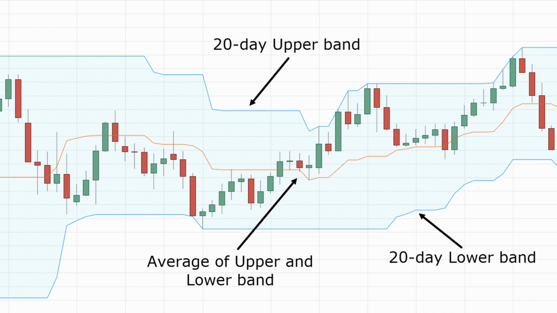The Donchian Channels consist of 3 lines. The upper band is the highest high over the selected period. The lower band is the lowest low over the selected period. The middle line is the average of the upper and lower bands. The typical period used for Donchian Channels is 20 days, but it can be adjusted based on the trader's preference.